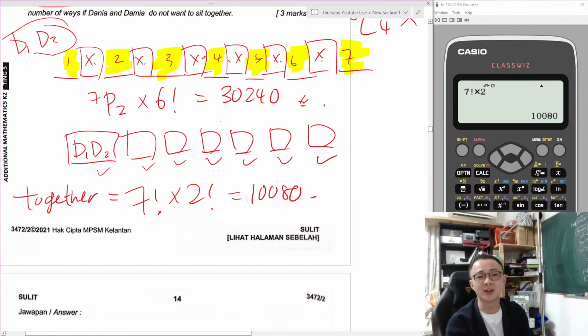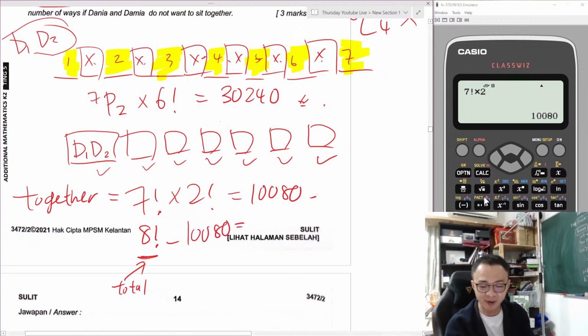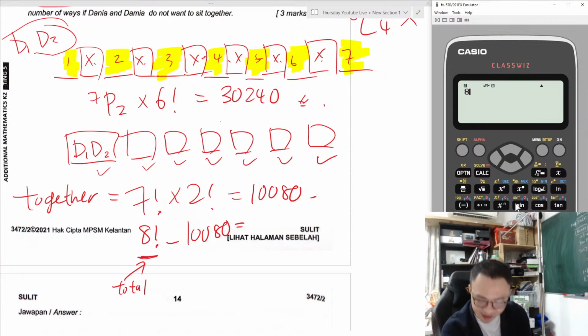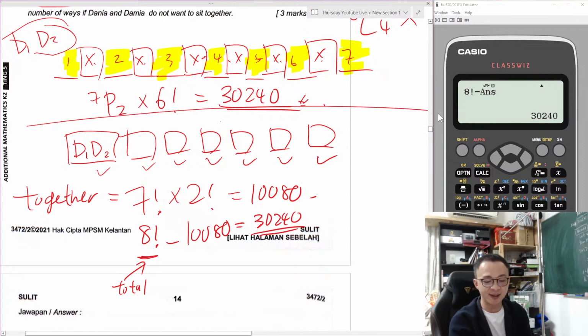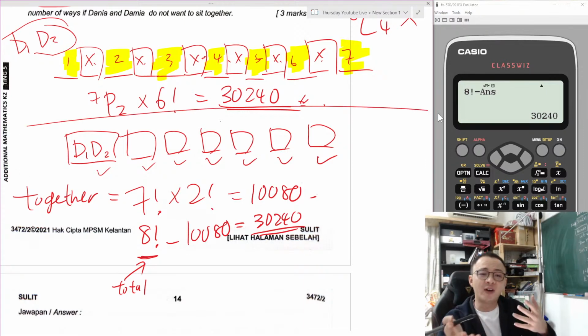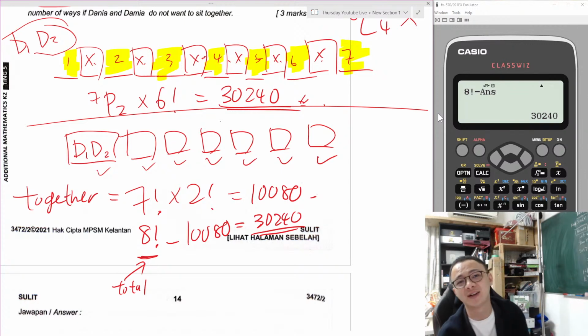And then I want to find the total. Total, to arrange the 8 people is 8 factorial, isn't it? So I can just use 8 factorial, which is the total, minus 10080. I should be able to get the answer, they are not sitting together. Then I get back the same result, 30240. You realize both answers are the same? Yeah. So the second method is basically I find the way to calculate them sitting together, and then I use the total minus them sitting together, which means I get the result of them not sitting together.